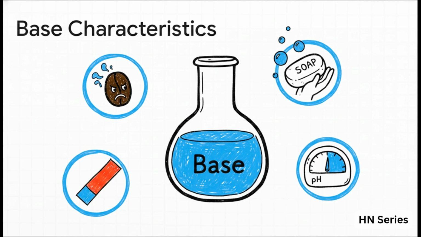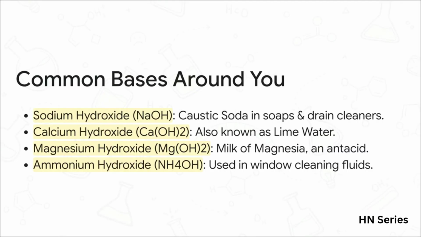Besides that, they taste bitter, their pH is greater than 7, and the memory trick for the litmus test? Even easier. Just remember, base is blue. It turns red litmus paper blue. And just like acids, bases are absolutely everywhere. You've got the really strong ones like sodium hydroxide, the main ingredient in drain cleaners that just obliterates clogs. And then you have much milder ones like the magnesium hydroxide in milk of magnesia, which is literally designed to neutralize the acid in your stomach.